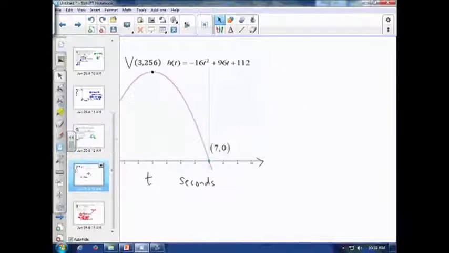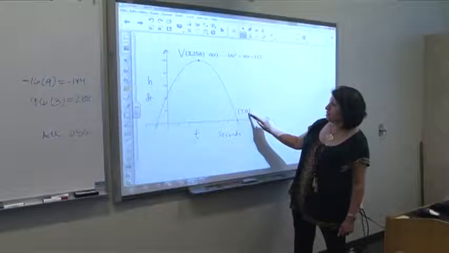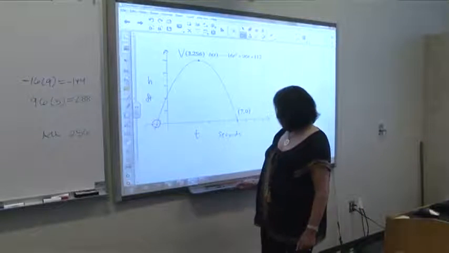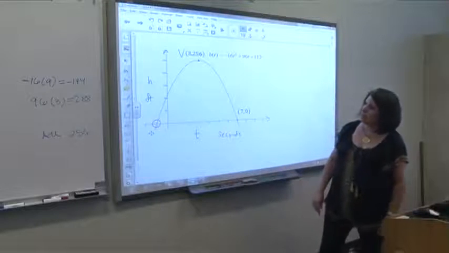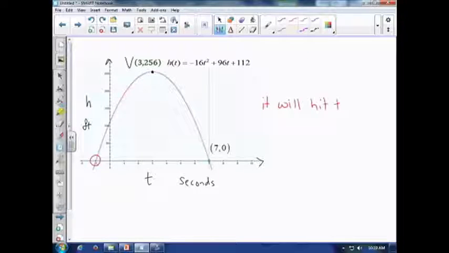So if we look at the graph here, it shows that when it hits the ground, actually I graphed this function on the graphing calculator, and it showed me 7 and 0. And the negative 1 is right here. It's another x-intercept for the parabola, but it doesn't really make sense for this application. So the answer is it will hit the ground after 7 seconds.